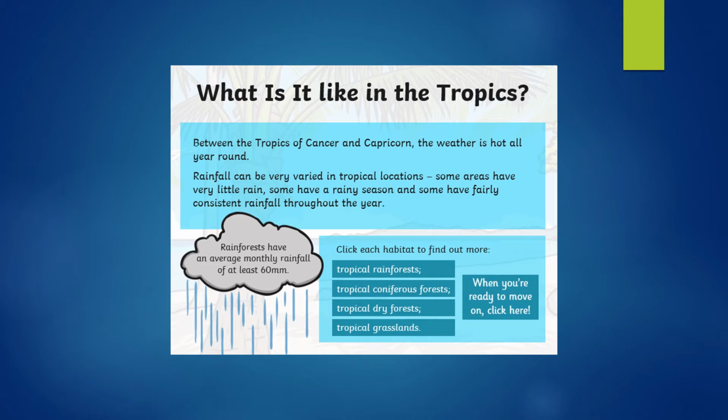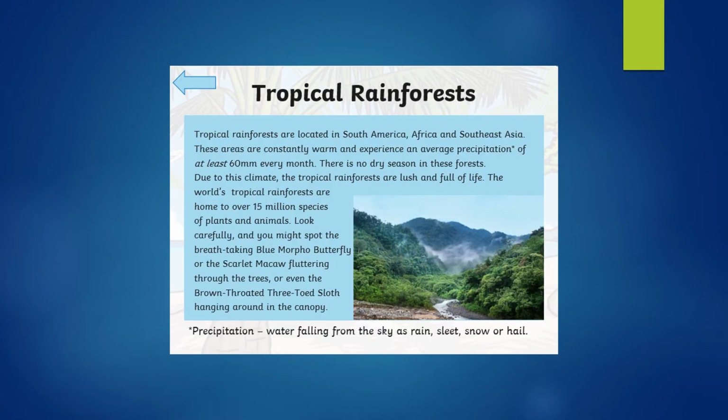Let's have a look at tropical rainforests. Tropical rainforests are located in South America, Africa, and Southeast Asia. These areas are constantly warm and experience an average precipitation of at least 60 millimetres every month. Precipitation just means the water that falls from the sky as rain, sleet, snow, or hail. There is no dry season in these forests.